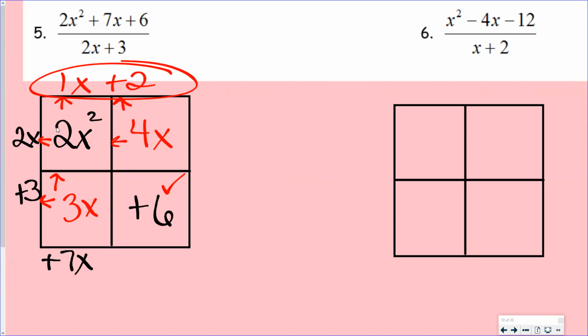All right. Again, pause the video, see if you can do the next one. All right, so here's how we should have set it up.